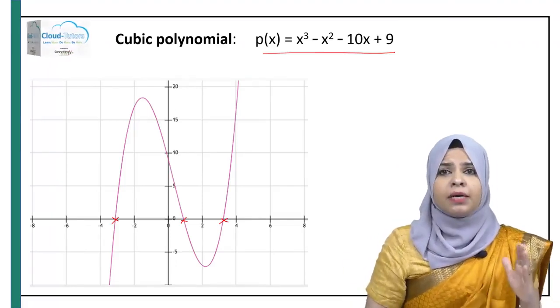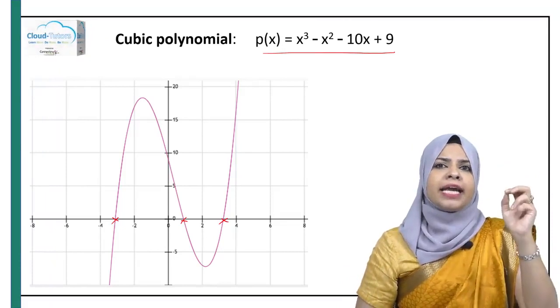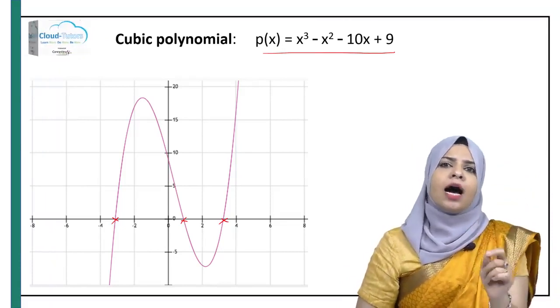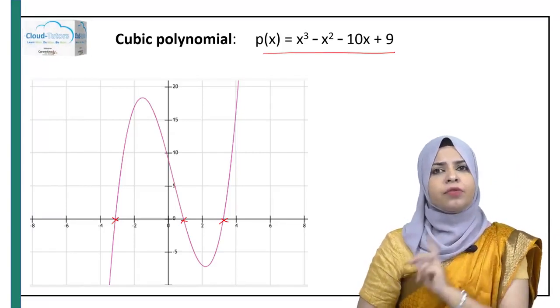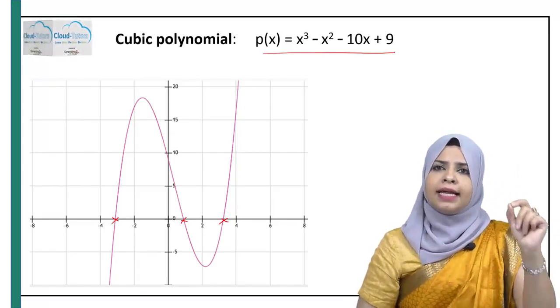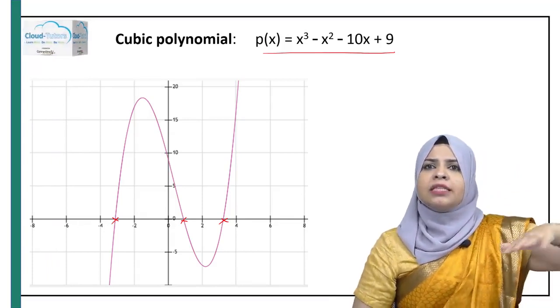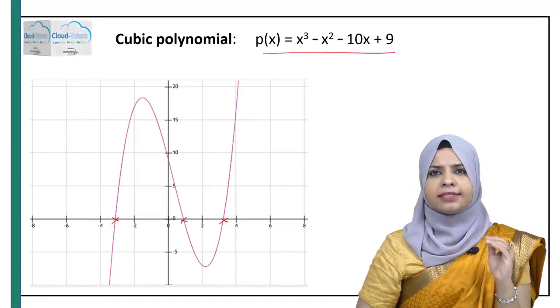So remember the degree of the polynomial. The degree of the polynomial indicates how many zeros a polynomial can have or how many roots it can have. So what I mean here? The degree of the polynomial indicates how many times this equation, when plotted on a graph, cuts the x-axis.